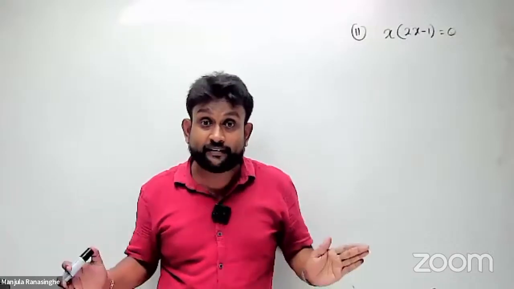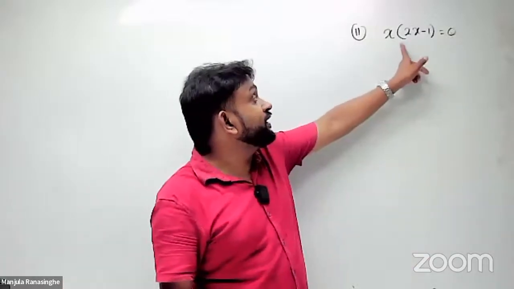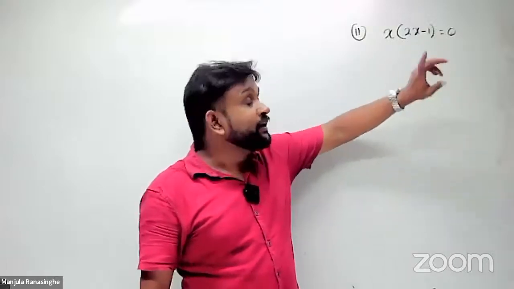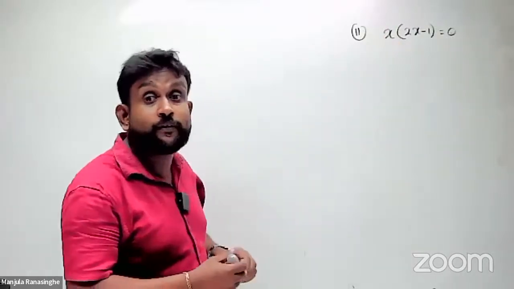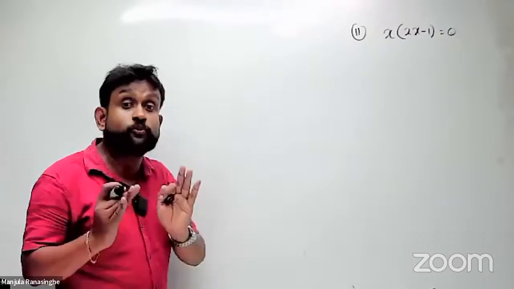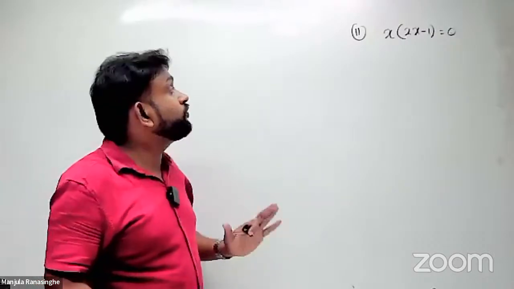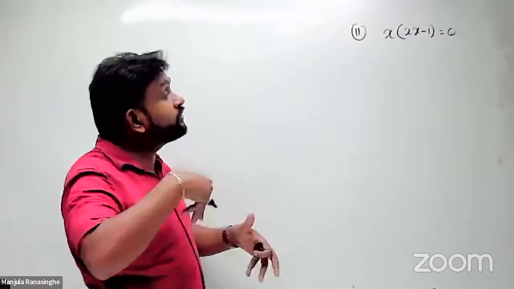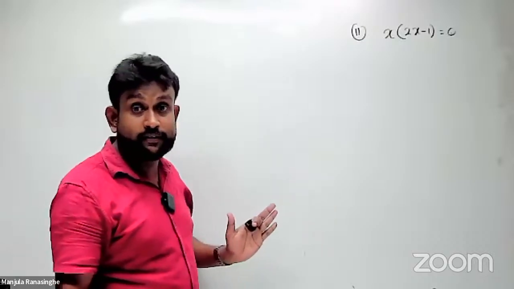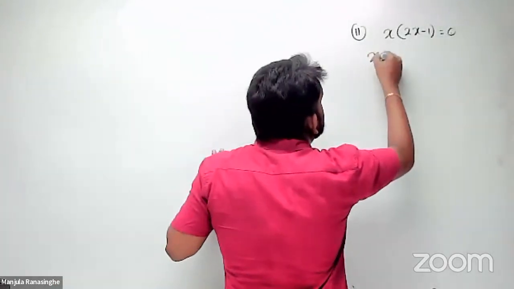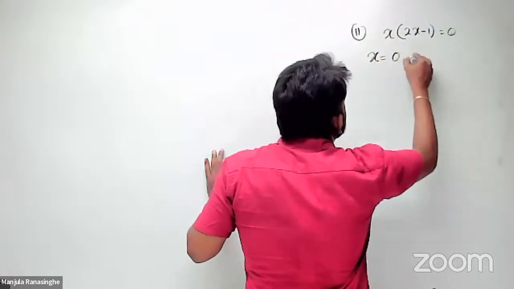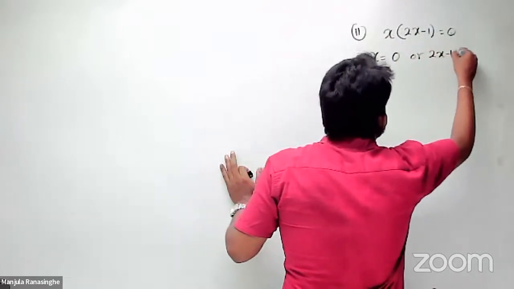Here it is already factorized. Then you do not need to expand. Factorization being done, either one factor is equal to 0. We do not know which one is 0. Maybe both equal 0, that may happen. Right. So I write x equals 0, one value, or the other one, 2x minus 1 equals 0.